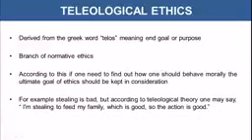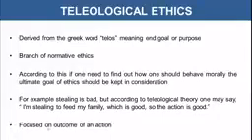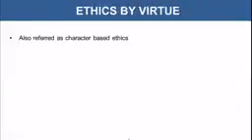Let's see an example: stealing is bad. Stealing is a crime, it's illegal, but according to teleological theory, one may say that I am stealing to feed my family, which is good. Here the end purpose is feeding your family, and this is morally and ethically a correct action. So it would justify that the action is good, even if what you are doing is against deontological theory, against the laws and regulations. So it focuses on the outcome of an action. Teleological ethics puts an emphasis on the outcome of your particular action.